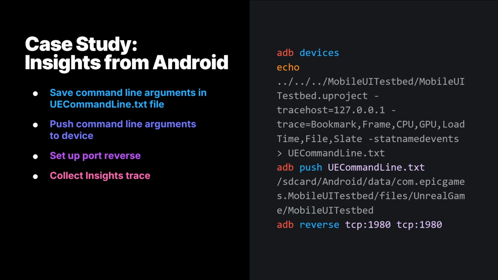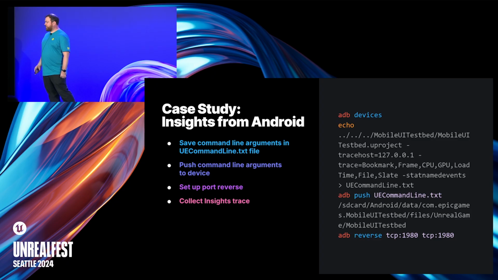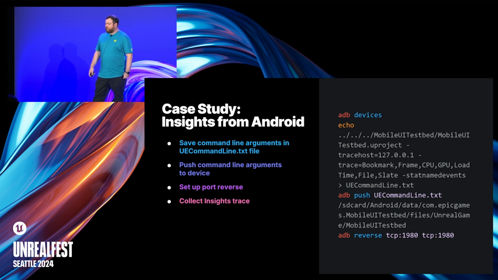So this is how you get an insights trace off of Android. You've got to save your command line arguments out into a text file. You have to push that to a very specific folder on whatever mobile device you're testing. You have to set up a port reverse with ADB reverse, and then you'll start getting your insights traces. If you miss any of these steps, nothing will happen. So just, because I'm responsible, I published this onto the dev community. So this information is there now, but similarly, when you have to go through this process, it's really worth saving it out somewhere and sharing it with your team.